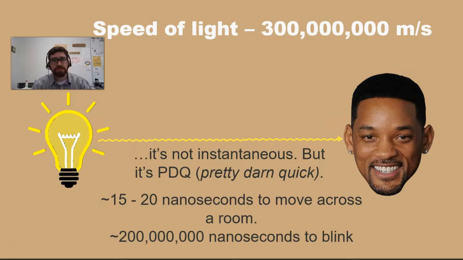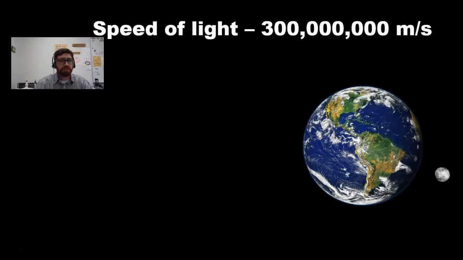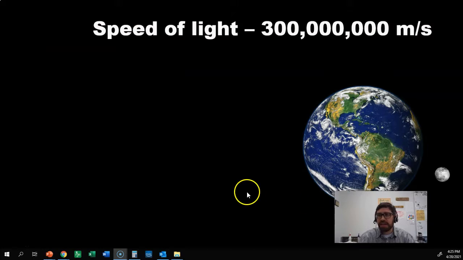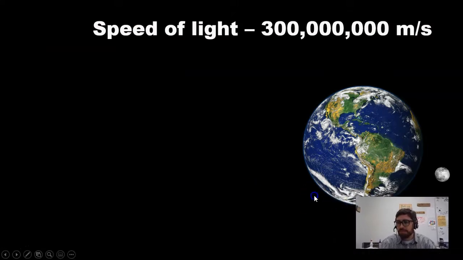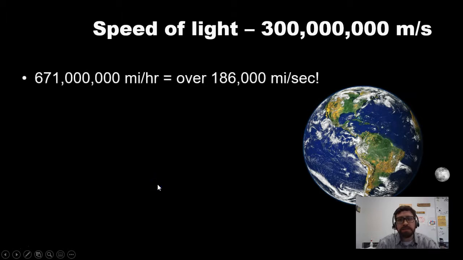So there's something for you. Let's see if we can get a little bit closer to understanding how fast light is. This is the Earth. Obviously, you should know that. Light is 671 million miles per hour. Never gone that fast. A number that big doesn't really mean anything to me.